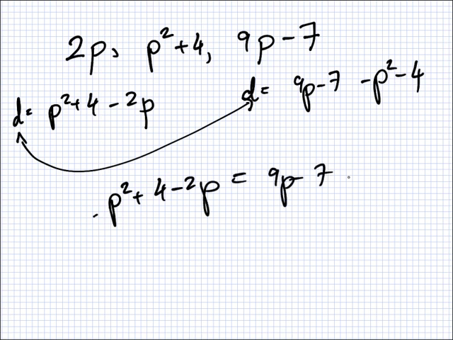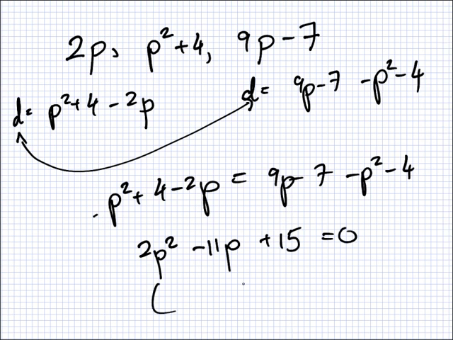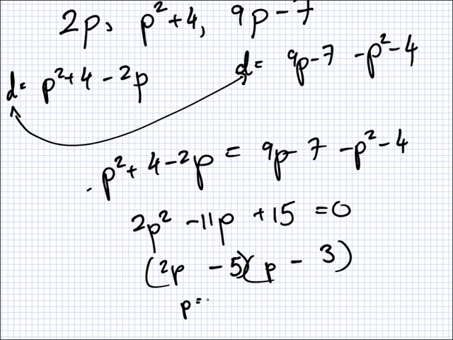Equals 9p minus 7 minus p squared minus 4. So let me see. If I take everything to the left, I'll get 2p squared minus 2p minus 9p, minus 11p. 4 plus 4 is 8, plus 7 is 15. Maybe this quadratic has easy solutions. Let's see. 2p, p, 3 and 5. So the answers are 5 over 2 or 3. Oh, sorry, I wrote 2 here, but I wrote 3 there. 5 over 2.